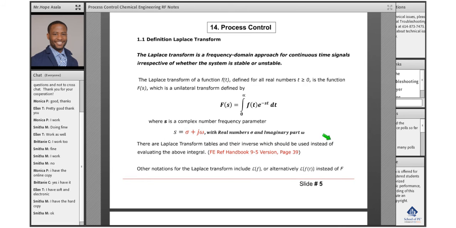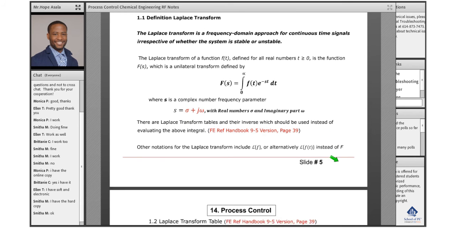Here on page 39, there are Laplace transform tables that show conversion from the time domain to the frequency domain, and they also show a couple of inverse Laplace transforms, from the complex frequency domain to the time domain.